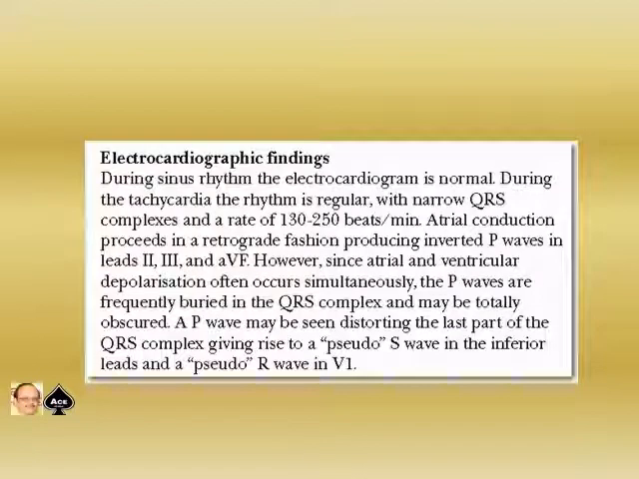The ECG findings: during sinus rhythm, the electrocardiogram is normal. During the tachycardia, the rhythm is regular with a narrow QRS complex and a rate of 130 to 250 beats per minute. Atrial conduction proceeds in a retrograde fashion, producing inverted P waves in 2, 3 and aVF. However, since atrial and ventricular depolarization often occur simultaneously, P waves are frequently buried in the QRS complex and may be totally obscured. A P wave may be seen distorting the last part of the QRS complex, giving rise to a pseudo S wave in the inferior leads and a pseudo R wave in lead V1.